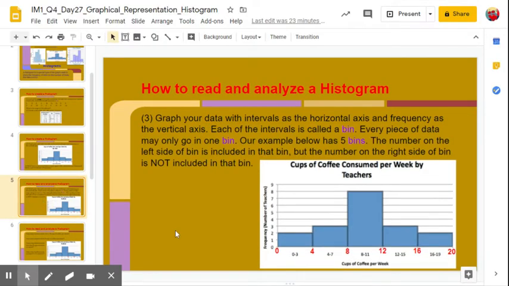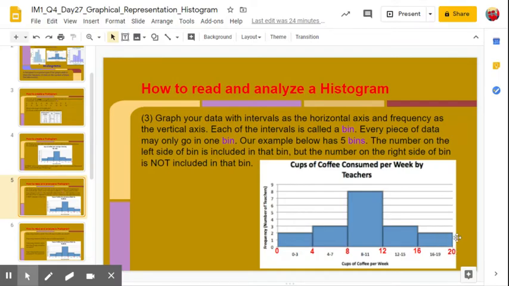So now I want to, again, talk about these intervals here. These intervals, we're going to call these bins. So the bins are groups of 4 numbers. So this bin is all your numbers 0 to 3. This is 4 to 7. This bin is 8 to 11. This bin is 12 to 15. And this bin is 16 to 19.